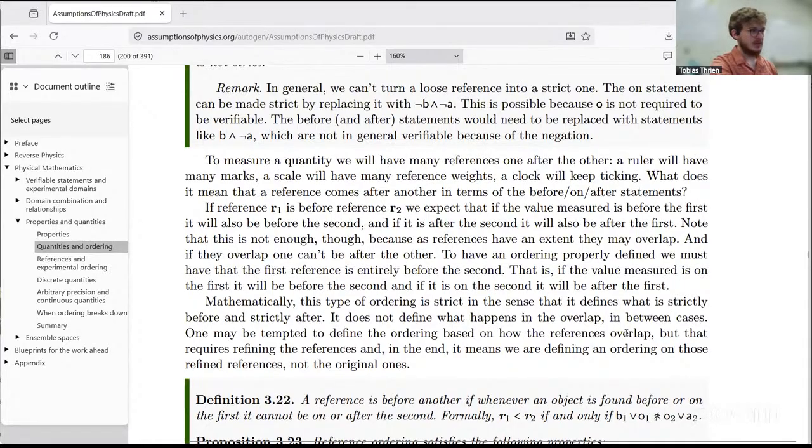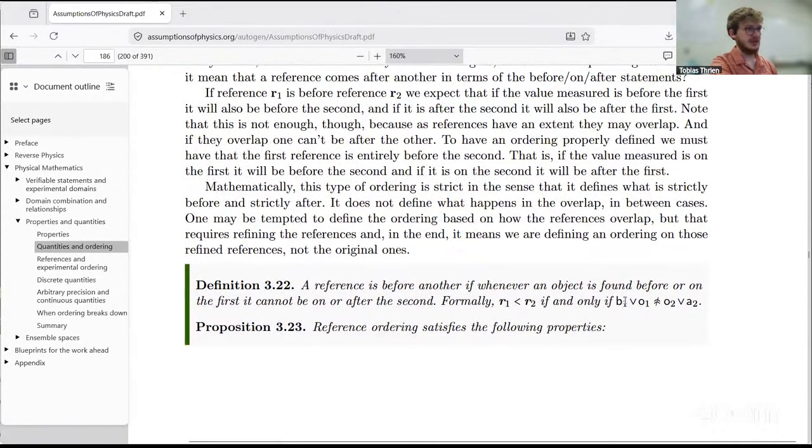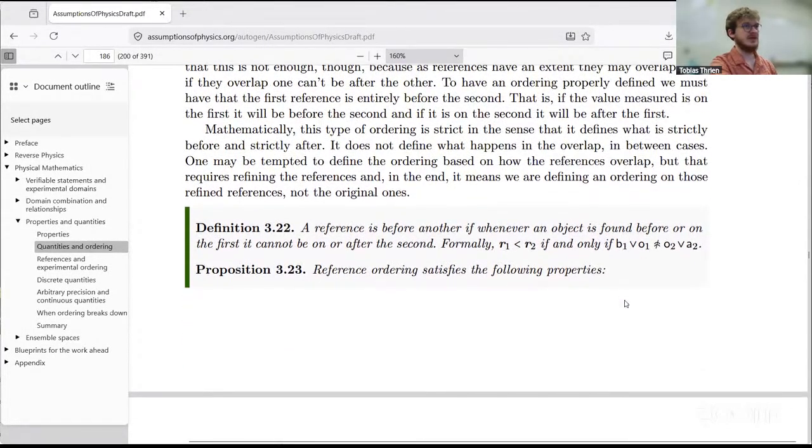Mathematically, this type of ordering is strict in the sense that it defines what is strictly before and strictly after. It does not define what happens in the overlap in between cases. One may be tempted to define the order based on how the references overlap, but that requires refining the references, and in the end, it means we're defining an ordering on those refined references, not the original ones.